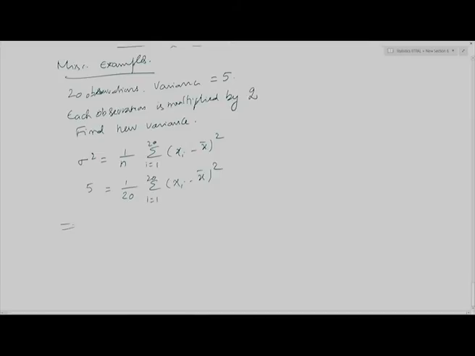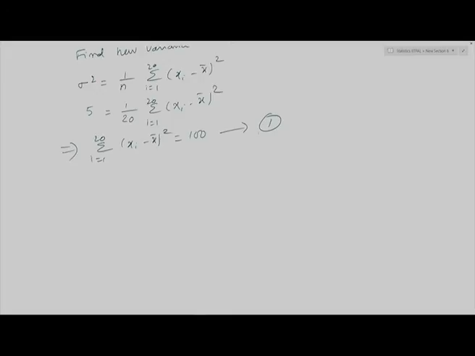So, the information we have got from this is sigma i equal to 1 to 20 xi minus x bar square is equal to 100. Let us call this equation 1. Now, let us look at the resulting observation. Each entry is multiplied by 2, so each xi is multiplied by 2. Let me call that new number yi. That is, xi is equal to yi by 2.